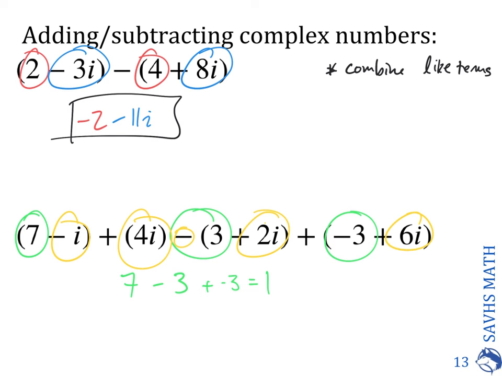So let's rewrite that. -i plus 4i minus 2i plus 6i. Okay. This is 3i minus 2 is 1i plus 6 more is 7i. So your answer is 1 plus 7i.